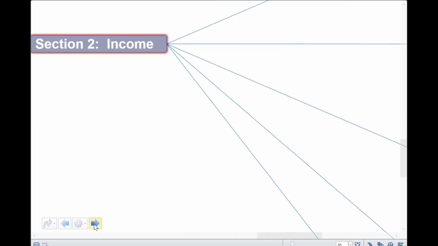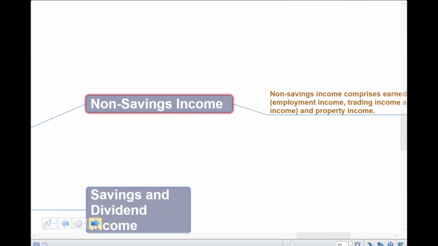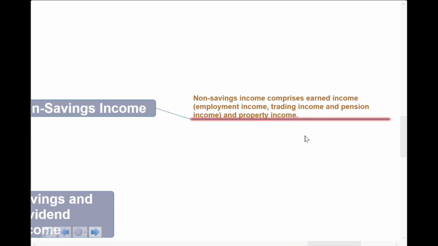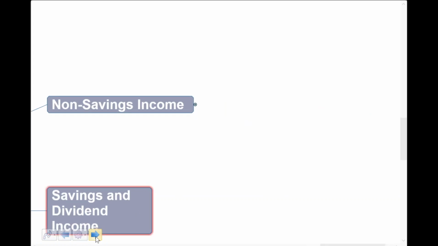now outside of that, income. Let's talk a little bit about different forms of income. We touched on it up top. We're talking about non-savings in the first instance. So it's earned. You earn it. Employment, trading, pension, and property. Broadly speaking, we're saying that this type of income is the first income in the first column on the IT computation. Okay?